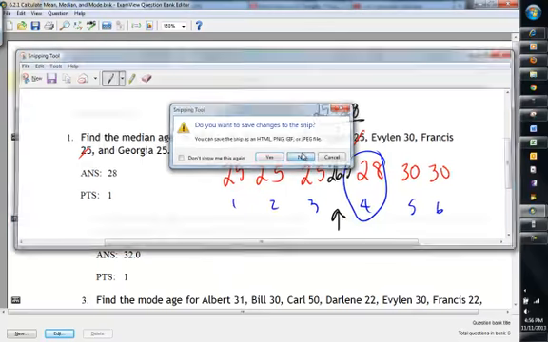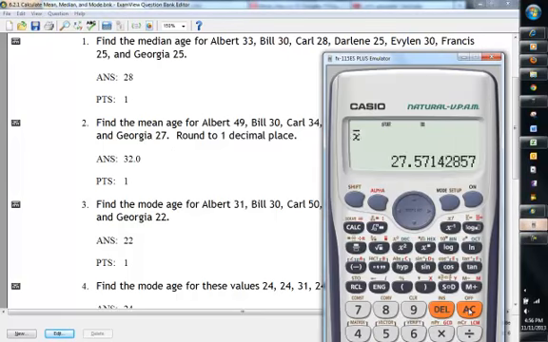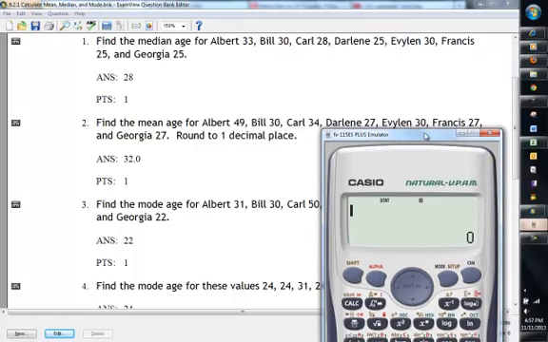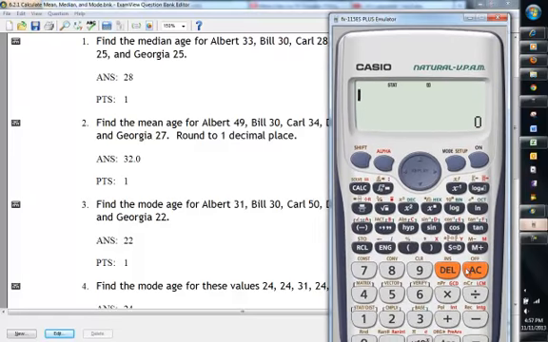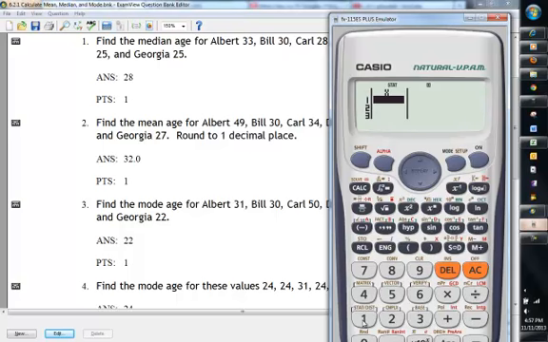Next one. Find the mean. Well, we can add them all up and divide by, in this case, 7. Or we can use our calculator. I'll show you how to do that. Here we go. The first thing we do is we want to get into stat mode. So we're going to go mode. Stats is number 3. And we're going to do one variable stats.